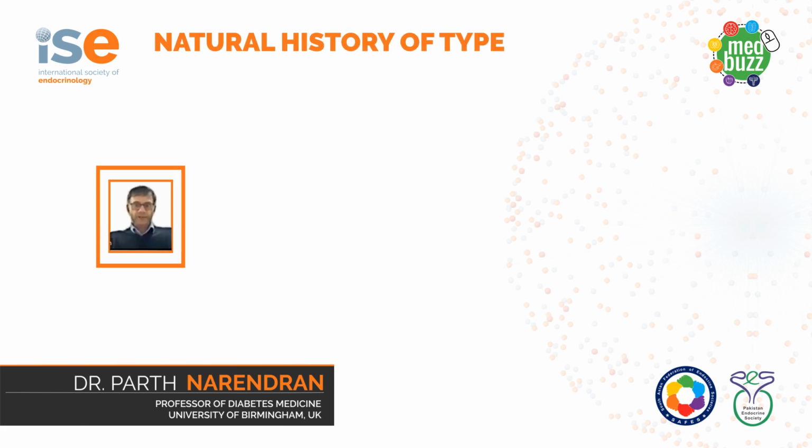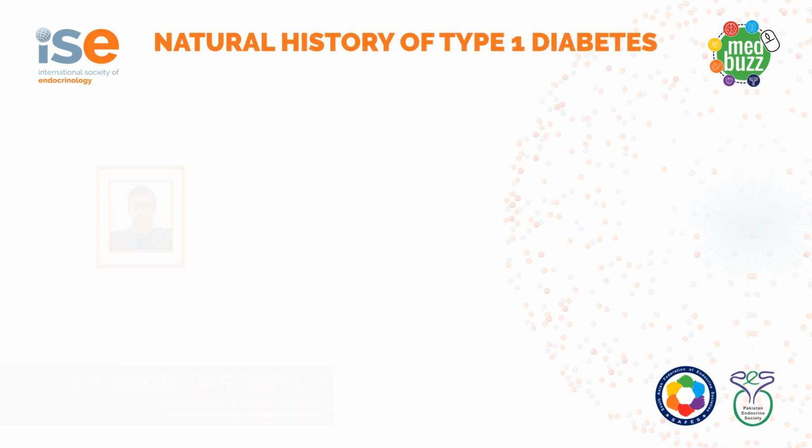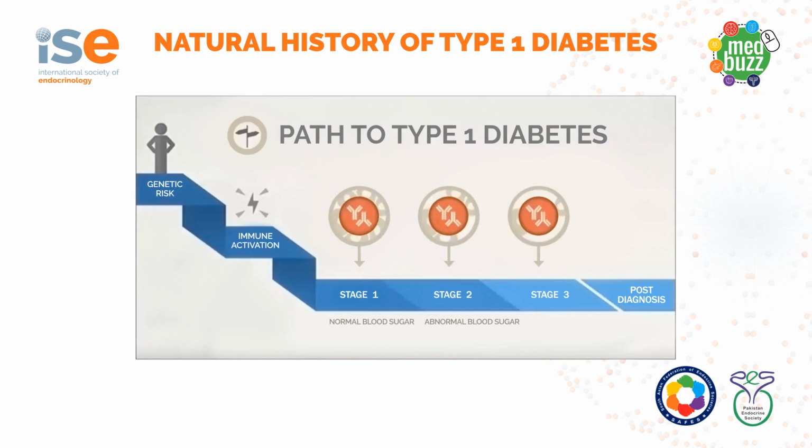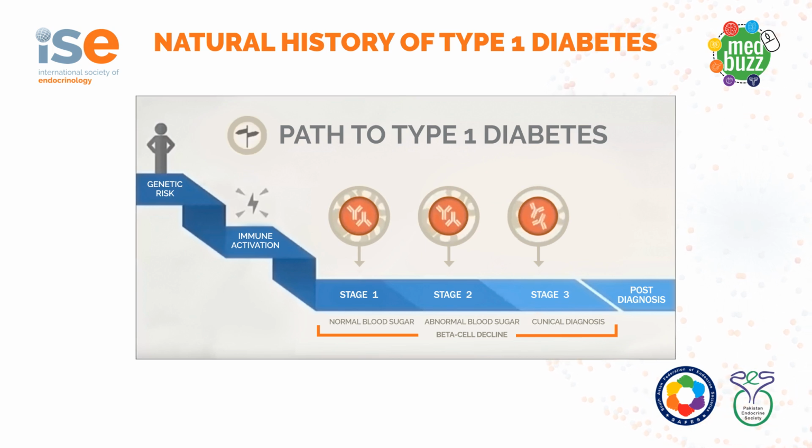So here is a natural history of type 1 diabetes. As you know, it's an autoimmune disease. It's a condition in which the immune system targets and attacks the insulin-secreting beta cells in the pancreas. And people with type 1 diabetes are born with a genetic risk, and we know some of the genes that are predisposed to type 1 diabetes. There's some sort of immune activation that activates the immune system against the beta cells. And then there's a gradual appearance of these autoantibodies, which can then, with time, progress to type 1 diabetes.